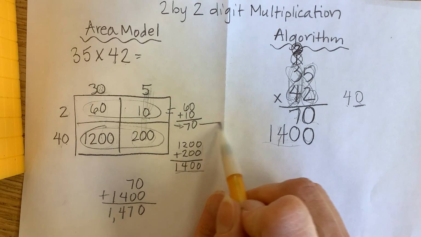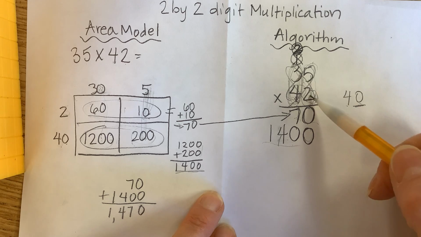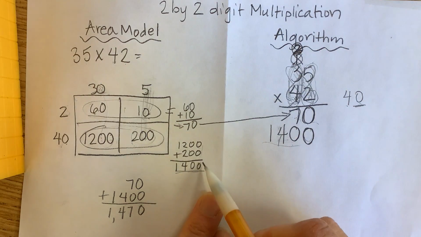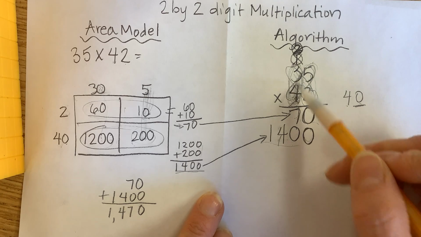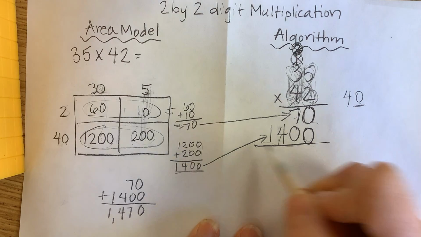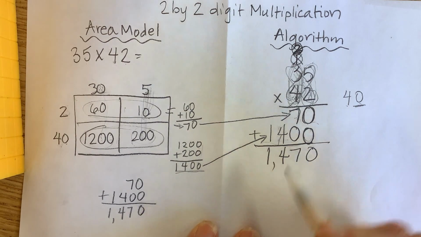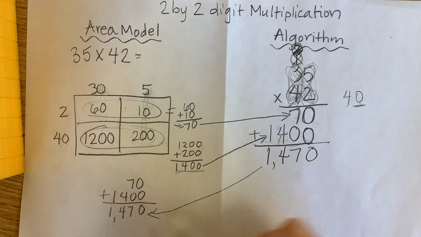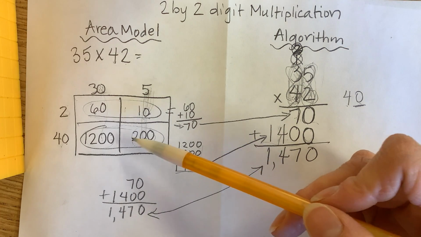So you can really see right here, there's where you're multiplying your ones and your tens, and this right here is where you're multiplying your tens and your ones and your tens and your tens. So now we're going to add those both together, and here we have, ta-da, the same answer.